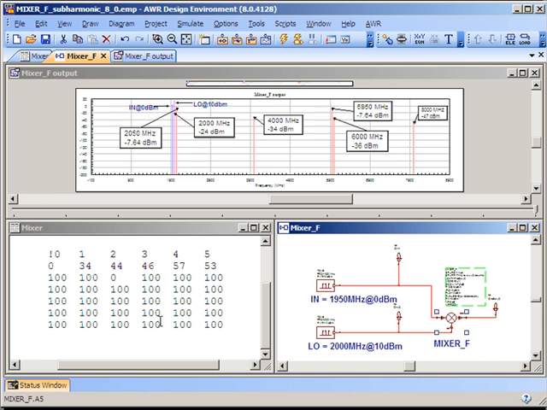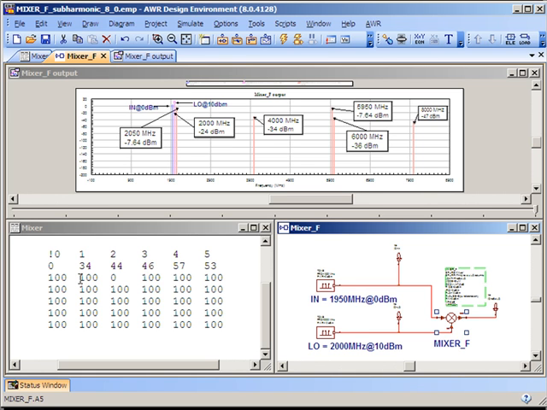Input rows, LO columns, is a format typically used by mixer manufacturers in spur tables. In the data file, each row represents the input harmonic. Each column represents the LO harmonics, with the top row left column representing the first harmonic. So, at column 2, row 1, or in other words, 2 times LO plus minus the input, we see a zero value. And at column 1, row 1, we see 100.